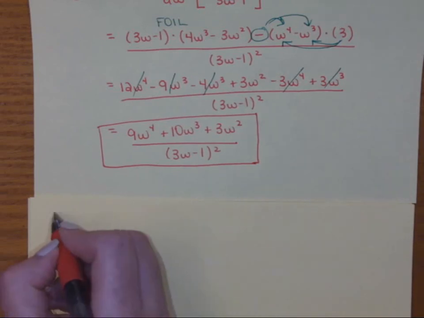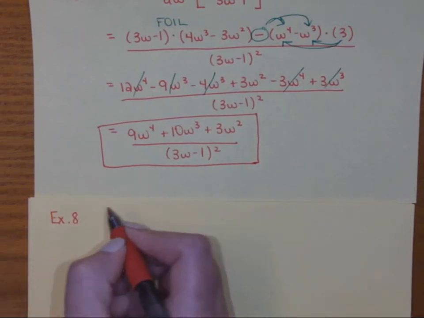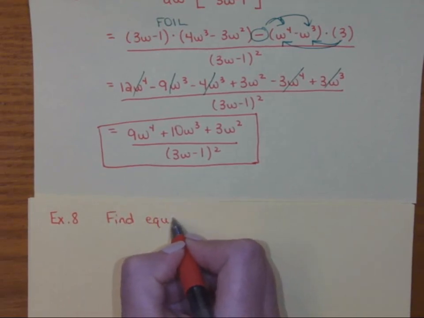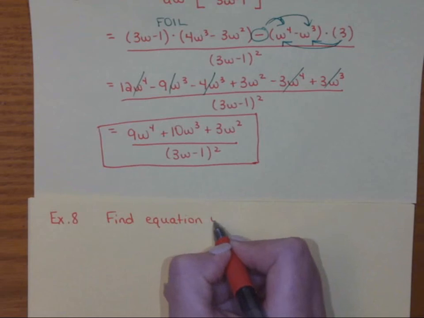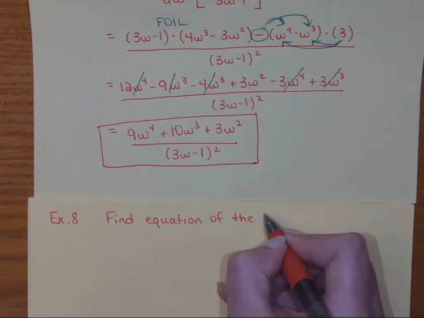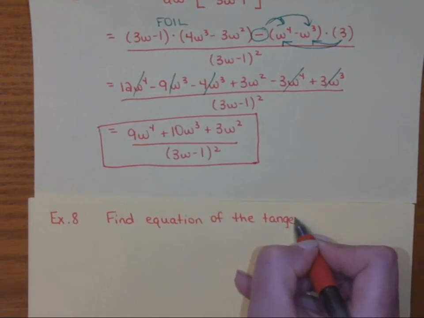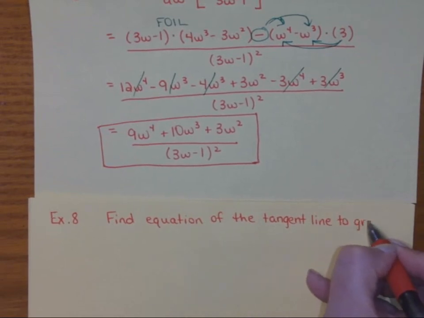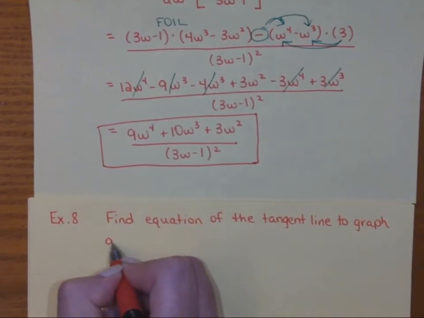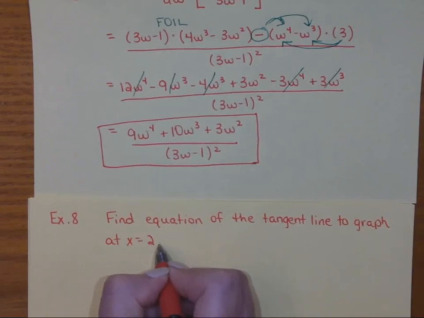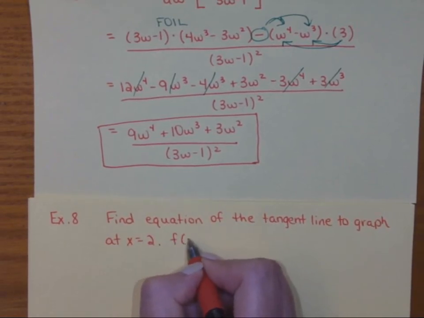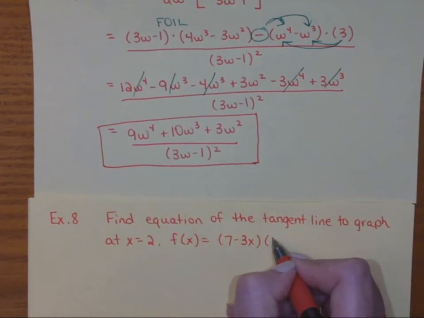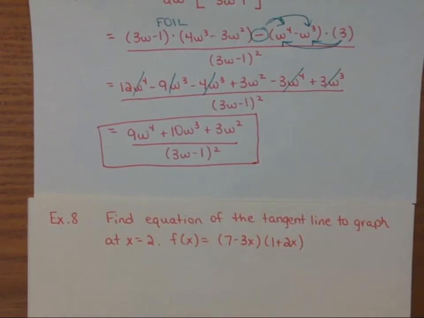All right, so let's look at some old problems that might use these new rules. So let's say that I told you to find an equation of the tangent line to the graph at x equals 2. And let's say that the function I give you is f of x equals 7 minus 3x times 1 plus 2x.